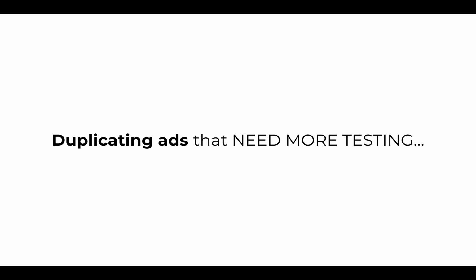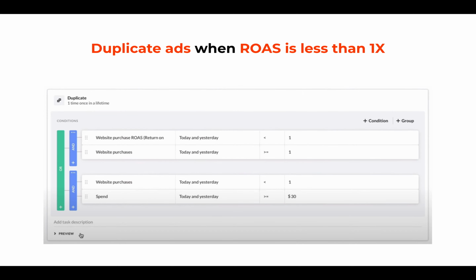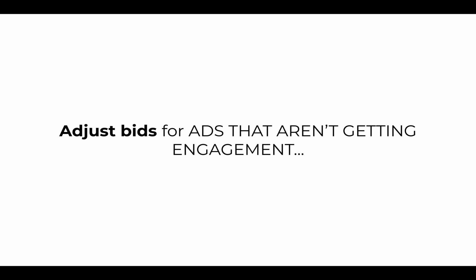Duplicating ads that need more testing. It's often the case that we have ads that we've tested but they haven't really converted yet, but we want to keep triggering new learning phases and see if we can get them to convert. So what you can do is duplicate the ads when the ROAS is less than 1x, which just means the ad hasn't been profitable yet. You can set up a rule to duplicate that ad, give it a new name, and when we've spent $30, we know that that ad isn't quite ready yet to mature past its infancy stage.